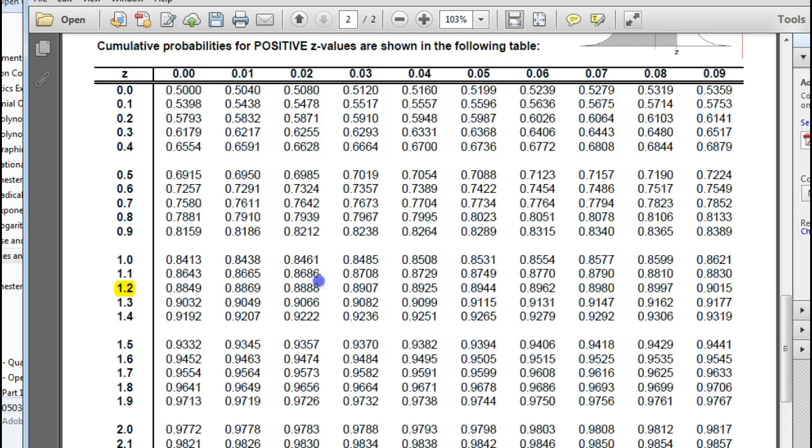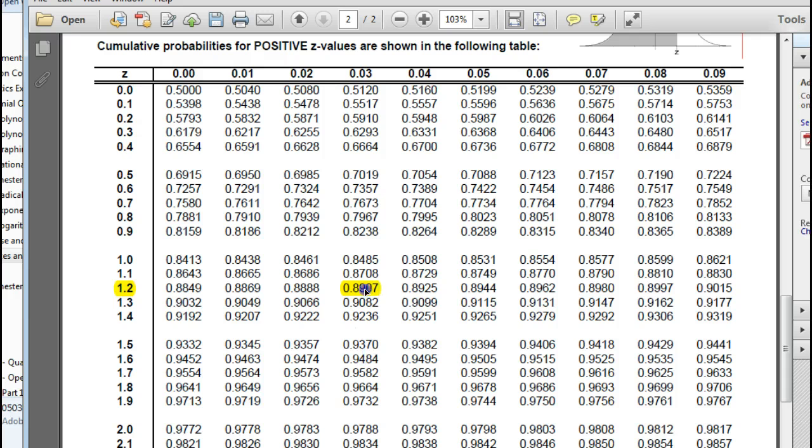Now the 3 tells me what column I'm going to be in to the right of that. This first column is the 0 column, and then it goes 1, 2, 3, etc. So 1.2 takes me here, but the 3 takes me over to this column right here. Okay, so that's the number that we're going to use.